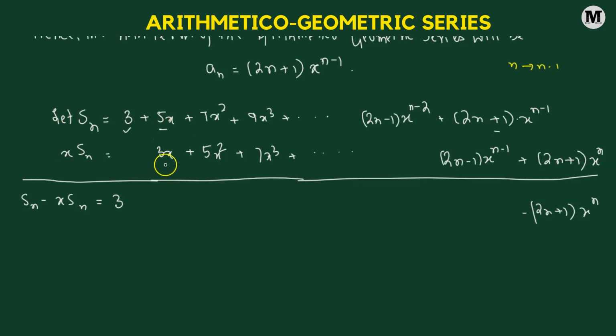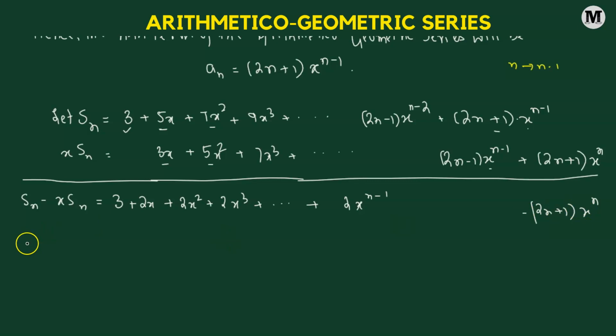So 5x minus 3x, that's going to give us positive 2x. That will get added to 7x squared minus 5x squared, that will be 2x squared. Added to 9x cubed minus 7x cubed, so that will be 2x cubed. So this is going to continue to the term (2n minus 1) times x raised to the power of n minus 1 minus (2n minus 1) times x raised to the power of n minus 1, giving 2x raised to the power of n minus 1, and then we have the last term.